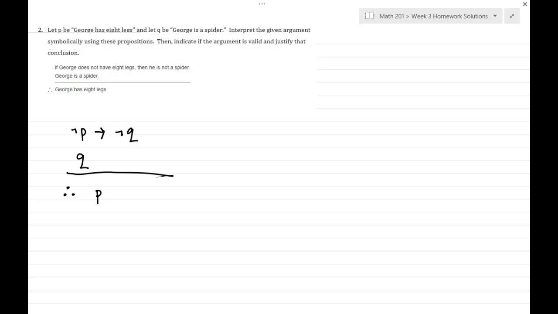George has 8 legs. So the corresponding conditional statement would be our premises joined by AND, and showing that that implies the conclusion is a tautology. So if this is a valid argument, then I know that this corresponding implication is a tautology. And I believe this is actually one of the rules of inference listed on the table, so you could reference that rule of inference here, but I'm just going to go ahead and prove that this is a tautology.